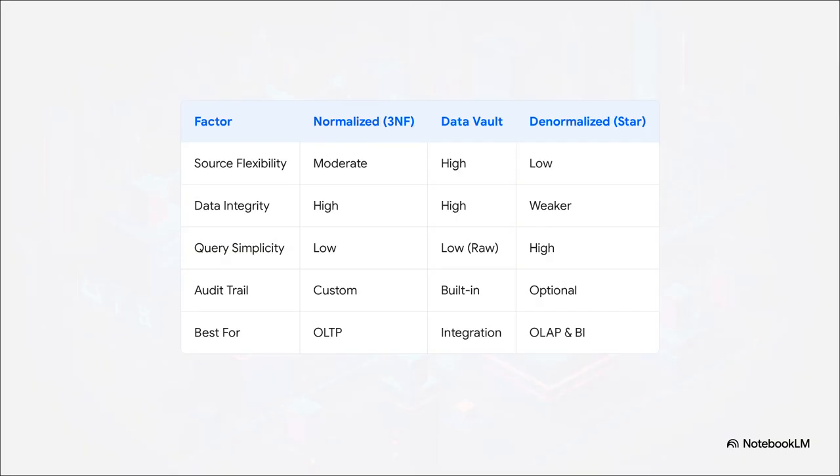And this is where Data Vault just plays a different game. Look at that high score for source flexibility and the built-in audit trail. It pulls this off with a really clever hybrid approach. Its core, the raw vault, is highly normalized, which gives you maximum integrity and saves on storage. But for reporting, it feeds simple, denormalized star schemas out to the presentation layer. You get the best of both worlds, a rock-solid auditable foundation that can also power lightning-fast, simple analytics. It doesn't force you to choose.